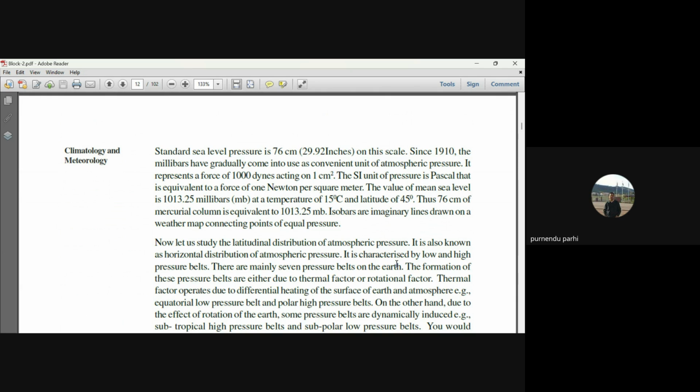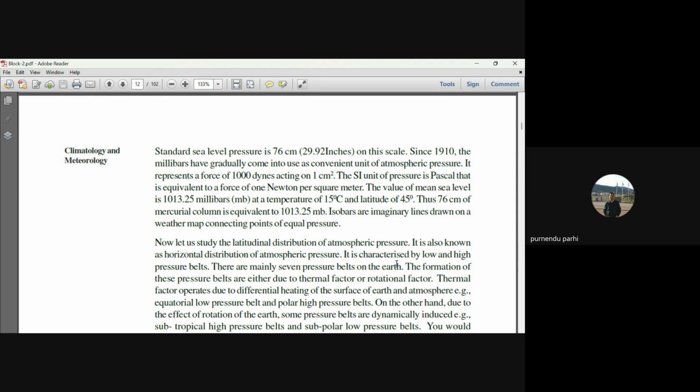Since 1910, the millibars have gradually come into use as convenient unit of atmospheric pressure. It represents a force of 1000 dyne acting on 1 centimeter square. The SI unit of pressure is Pascal, that is equivalent to force of 1 Newton per square meter. The value of mean sea level pressure is 1013.25 millibar at a temperature of 15 degree centigrade and latitude of 45 degree. Thus, 76 centimeter of mercury column is equivalent to 1013.25 MB. Isobars are imaginary lines drawn on a weather map connecting points of equal pressure.